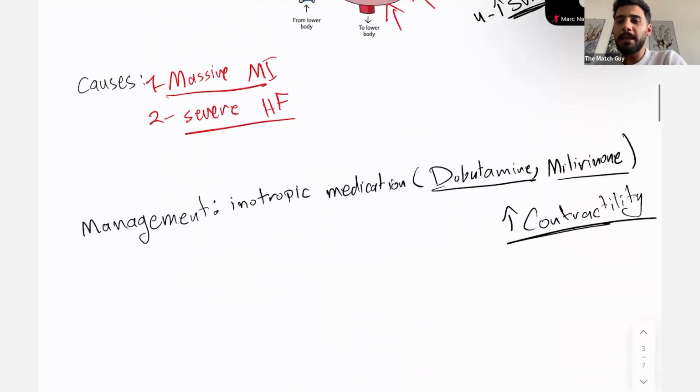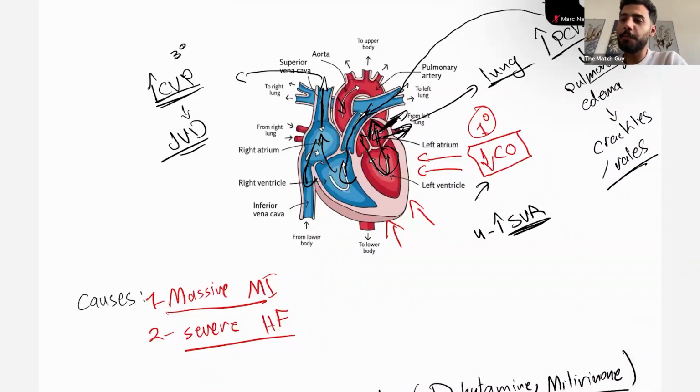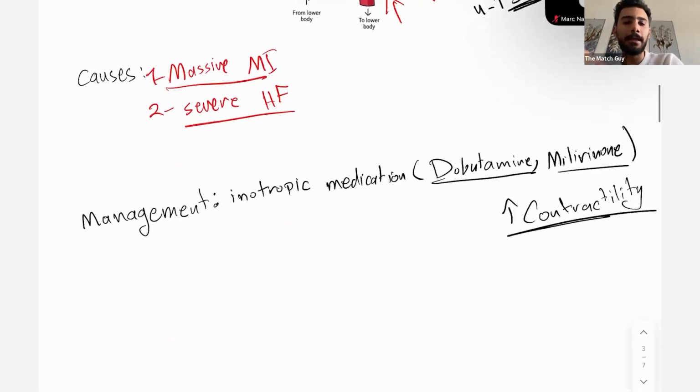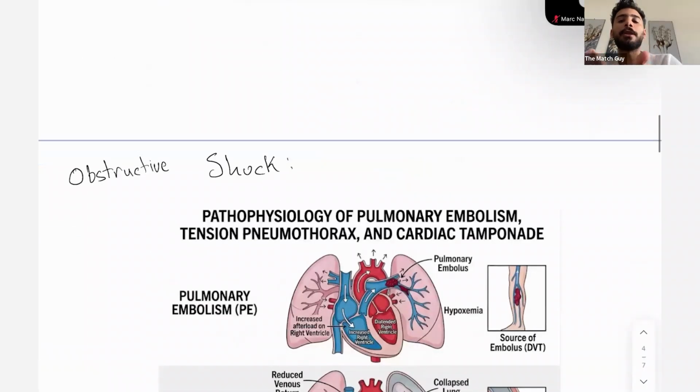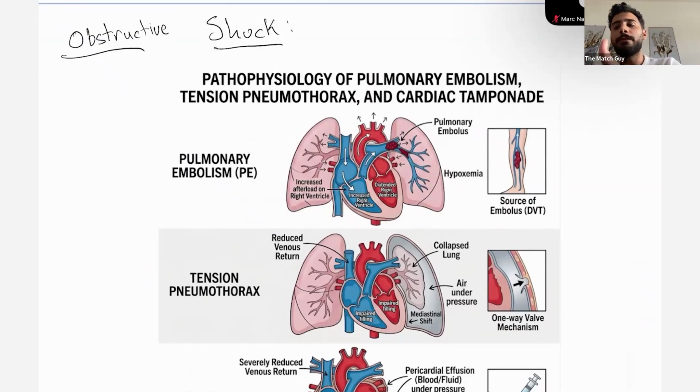Now, one last thing before we move on: I mentioned the pulmonary edema and the JVD, because now we're going to see the contrast in one unique type of shock, which is the obstructive shock. The obstructive shock is unique because it involves obstruction to blood flow in the cardiorespiratory system, or the cardiorespiratory connection, because the heart and the lung act as one unit.